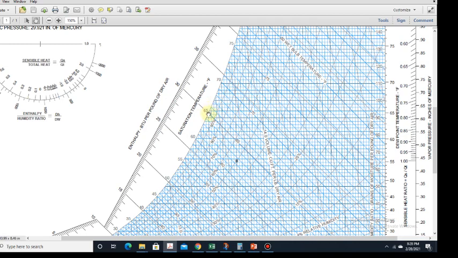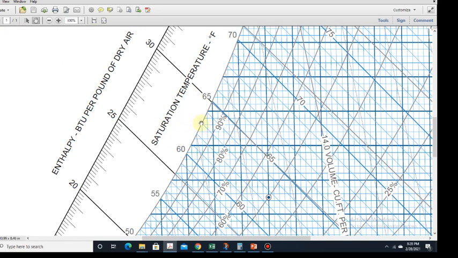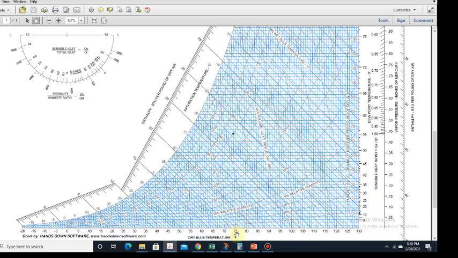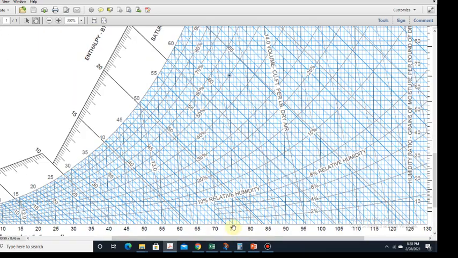We know that when 100% saturation is there, that means the air is not thirsty; the air has the maximum amount of water vapor. So this is the 100% relative humidity. So let's come to the point. We have 75 degree dry bulb, that is here, and we have 50% relative humidity. You can see the intersection point is here.